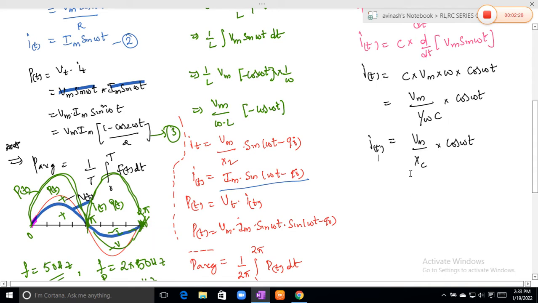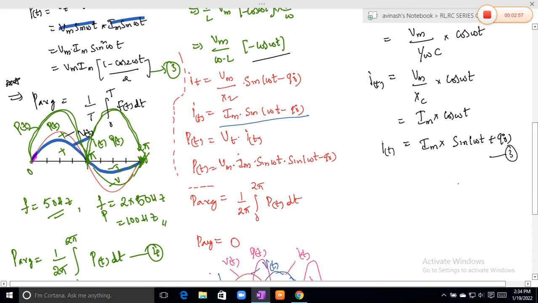Then we can even write this as Im into cos omega t. Earlier, for pure inductive, we had minus cos here, but in the pure capacitor we have plus cos omega t. We can even replace this by sine of omega t plus 90 degrees. So this is nothing but I of t. Let us take this as equation number 3. Now what is the power?